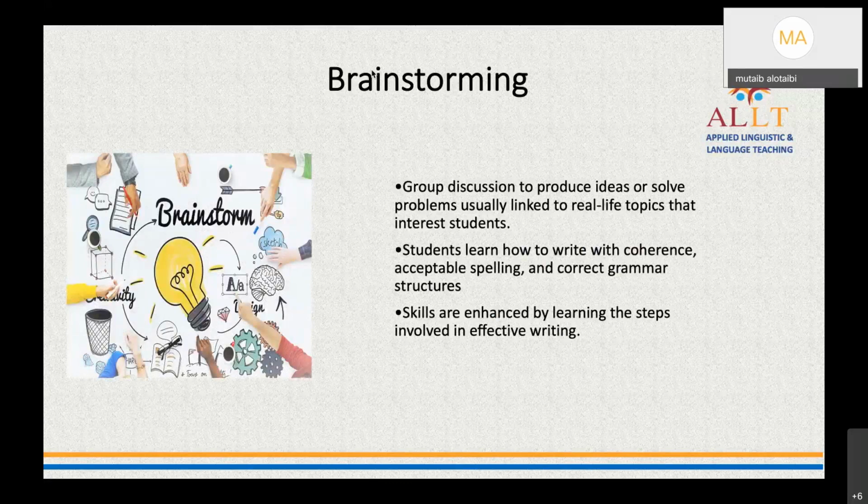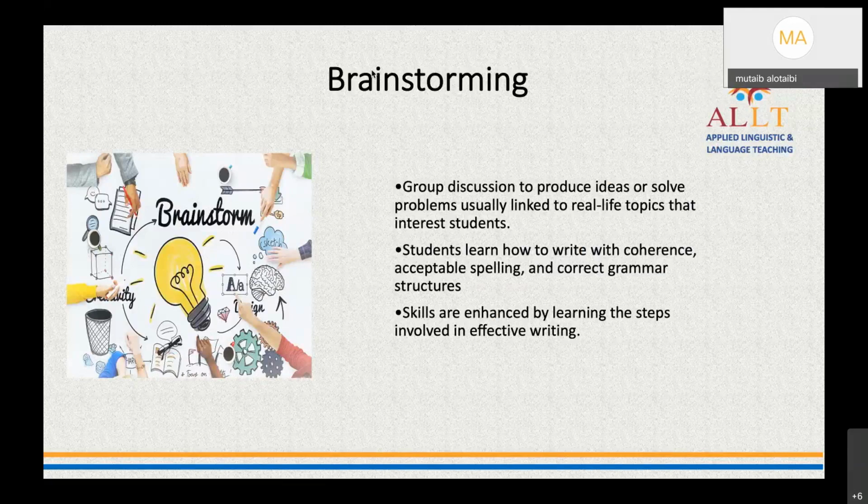The first one is brainstorming. The first step, brainstorming, is performed in two ways. Firstly, the students are divided into small groups. The students are assigned a topic and asked to write down their ideas within a specific time. Also, the students share their ideas about a specific topic given to them, and the teacher writes those ideas on the whiteboard.